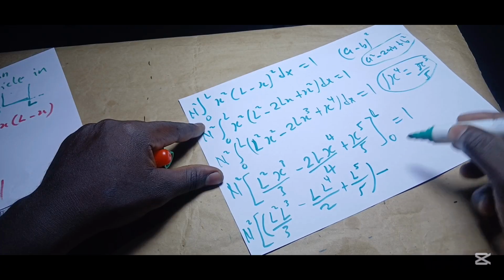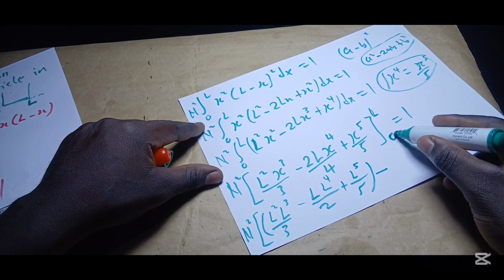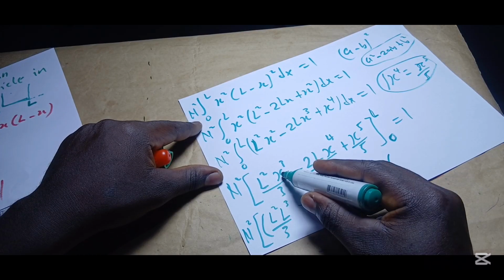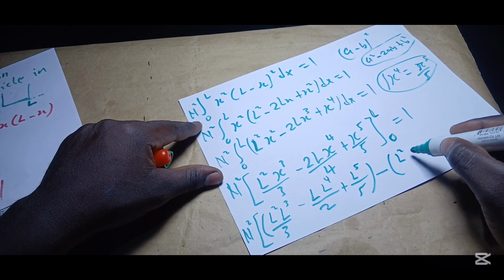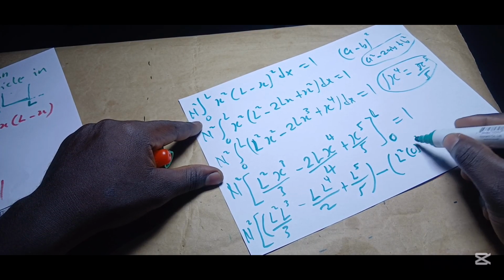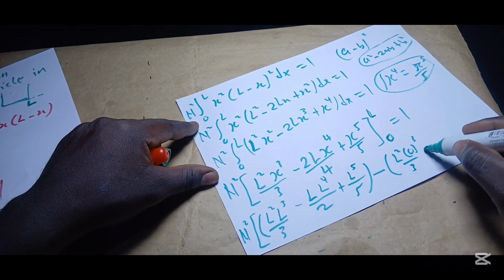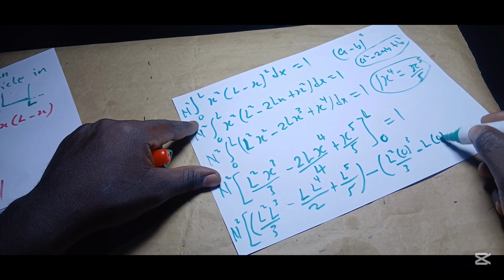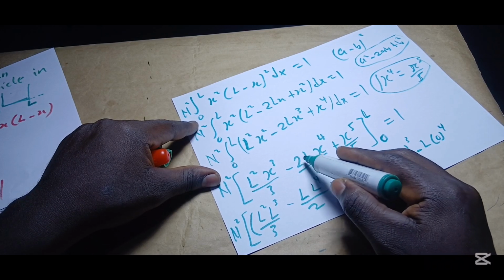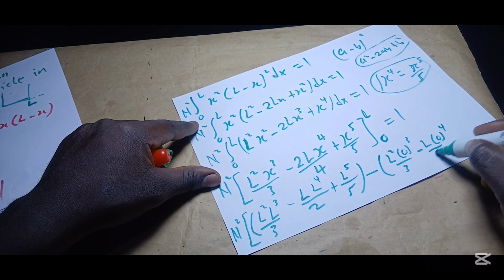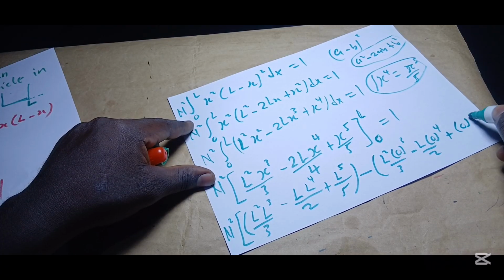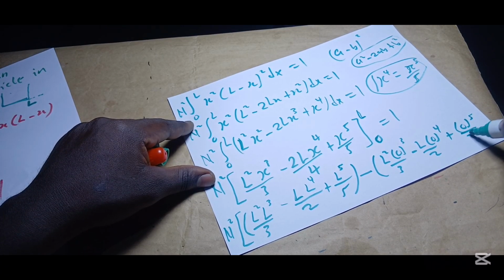Into bracket minus, we now put in the lower limit. Wherever we see x, we replace it by 0. So L multiplied by x to the power 0, x to the power 2 multiplied by 0 to the power 3, all over 3 minus Lx to the power 4. We've simplified this place to be 1 over 2. So all over 2 plus x to the power 5 becomes 0 to the power 5 all over 5 equal 1.